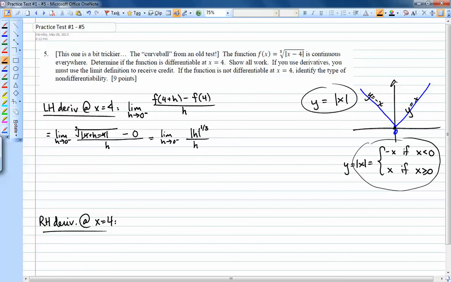Now this is still a 0 over 0, so I can't just plug in h goes to 0 yet. But what I can do is I can analyze how this works. Now since h is really a negative number here, it's to the left side of 0. Since h is negative, I can look at this over here and switch these all to h's if I wanted to.